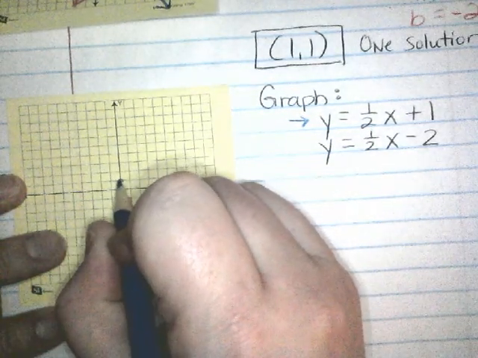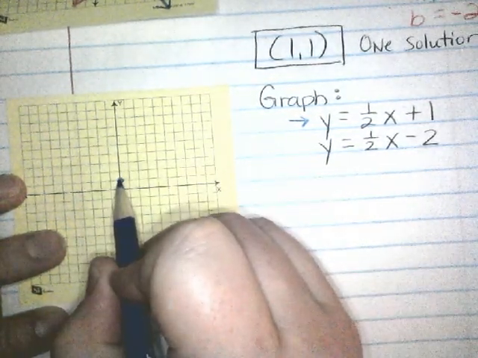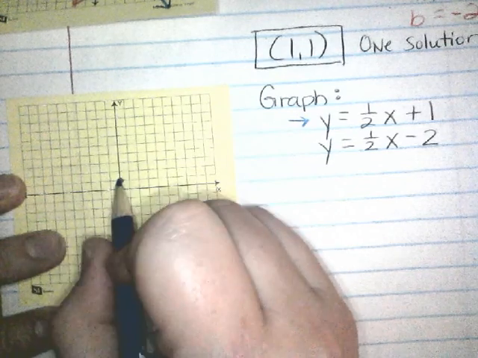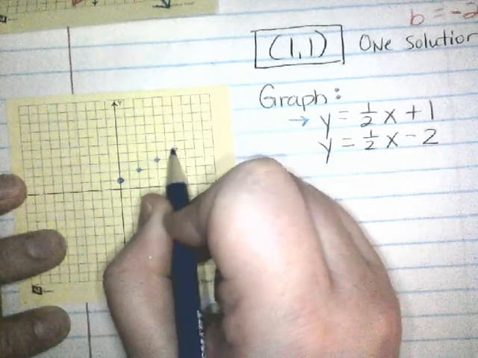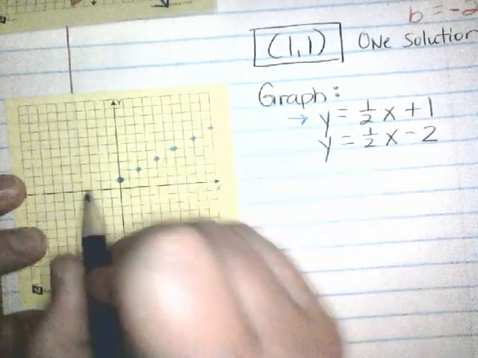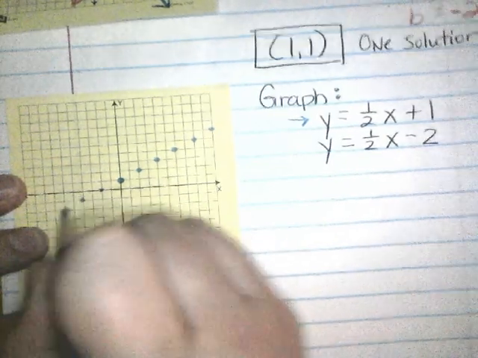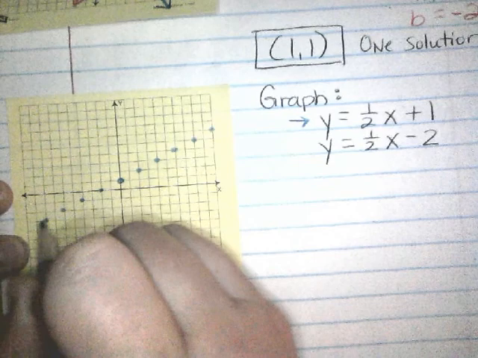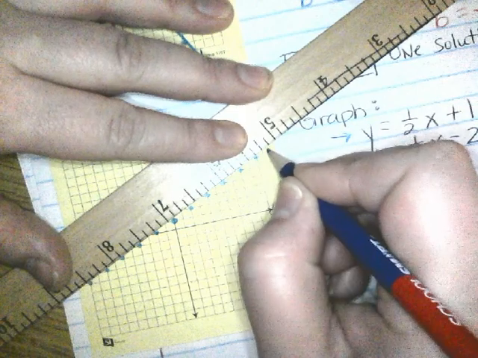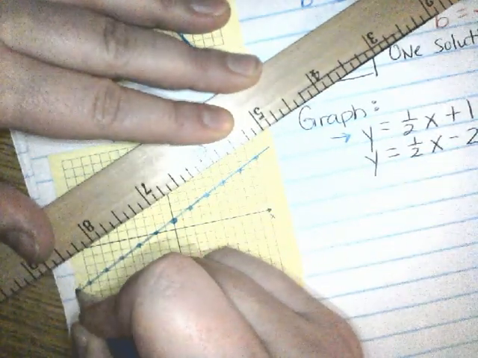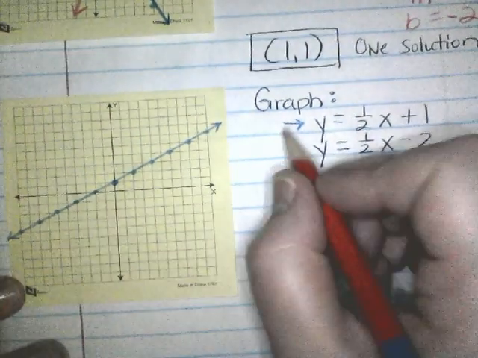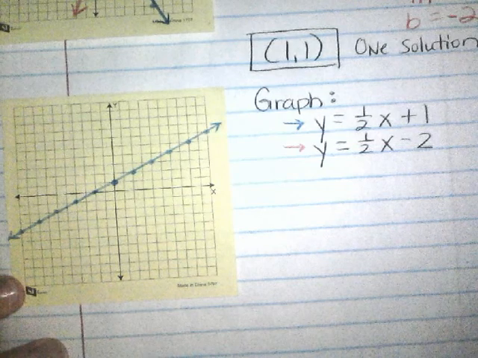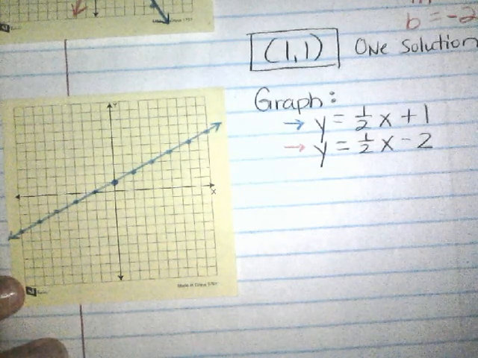Okay, and my second equation, what's my y-intercept? Negative 2. And what's my slope? Yep, rise 1, run 2. So are these two lines ever going to intersect? No. Nope, so there is no solution.